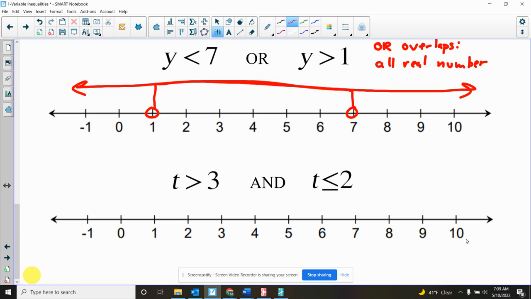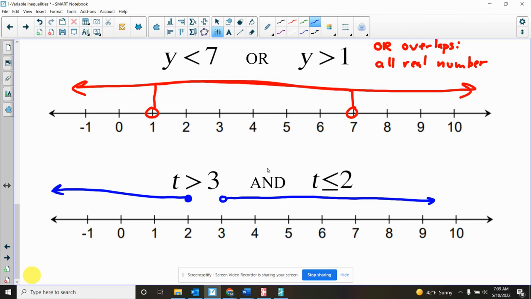And our last case here, an and. So I'm going to switch back to my blue here again. I'm looking just for the overlapping parts. So t greater than 3, so at 3, open circle to the right. T less than or equal to 2, so at 2, filled in circle to the left. And this is an and, so I want the overlap.